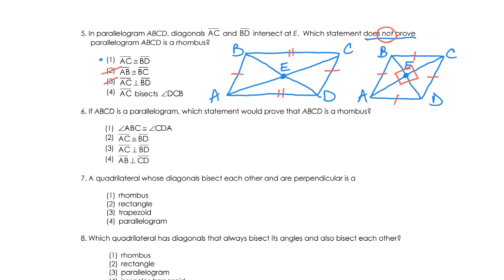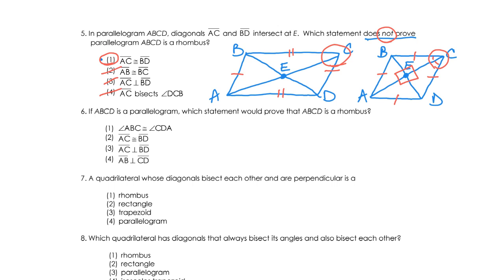And AC bisects angle DCB. DCB is this angle up here. In a parallelogram, that is not bisected. But in a rhombus, that angle is bisected. So that would prove that it is a rhombus. So this is the only one here that wouldn't prove that it's a rhombus.